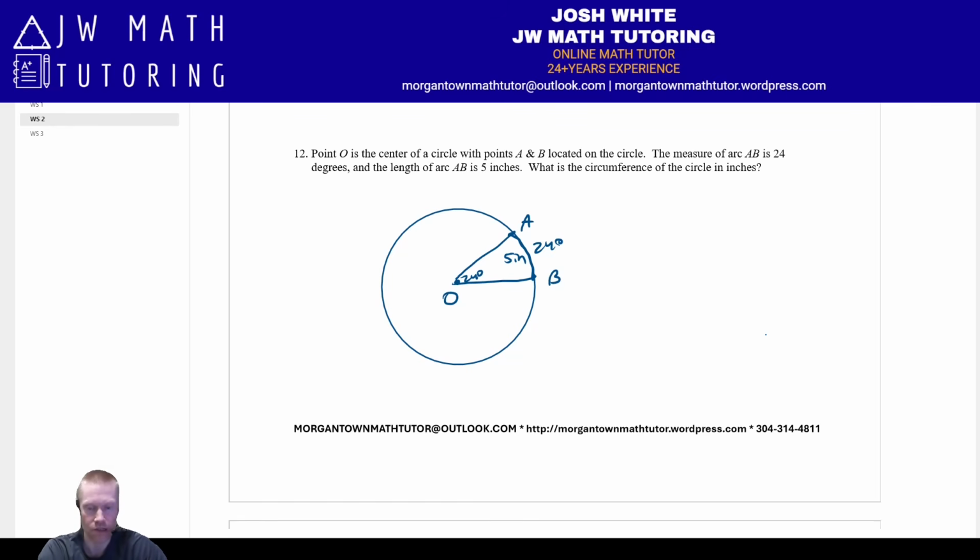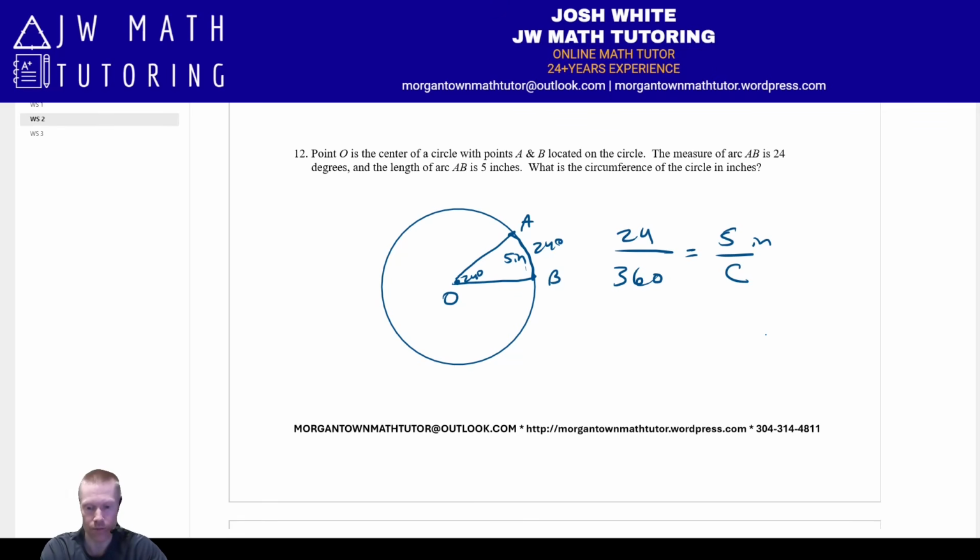All right, so this is actually just a really basic proportion problem. 24 degrees is for this arc, right? Total circle measure, 360 degrees. Okay, so 24 arc out of total circle is going to be proportional to the arc length, 5 inches, out of the total circle length. Well, that's just the circumference.